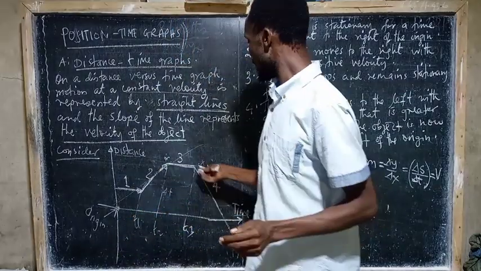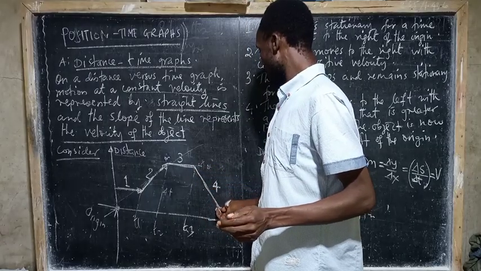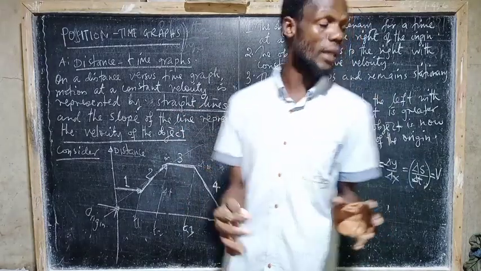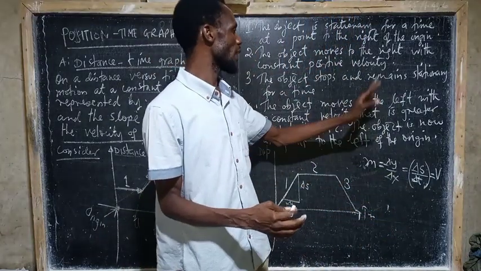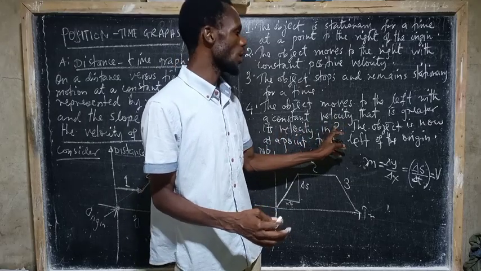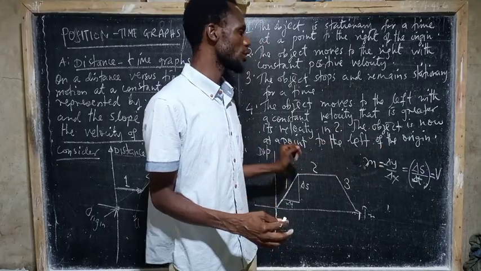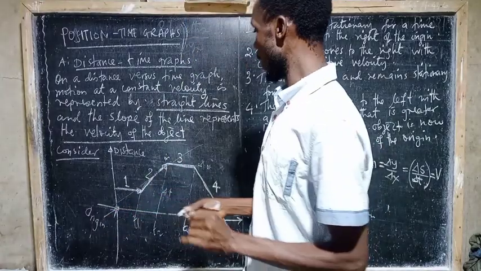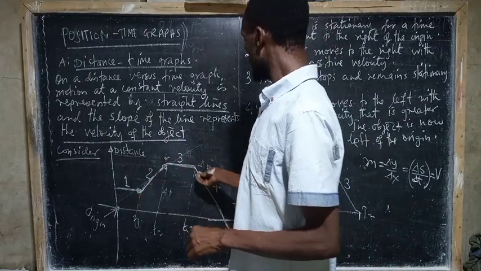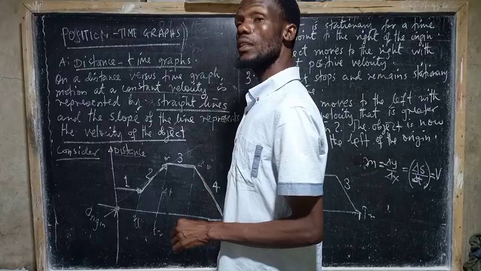Sasa ilipofika hapa, kukawepo na coverage of time na coverage of distance, lakini ikawa in the opposite way kama tulivyokuwa tumetegemea, na ndio maana the object moves to the left with a constant velocity that is greater than its velocity in 2. The object is now at a point to the left of the origin. Sawa? Kwa maana hiyo tafsiri yake ni kwamba anaanza kurudi. Kwa hiyo hii ndio ya mwisho, hii hapa. Lakini time inazidi kusonga.